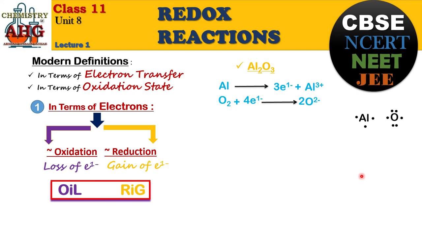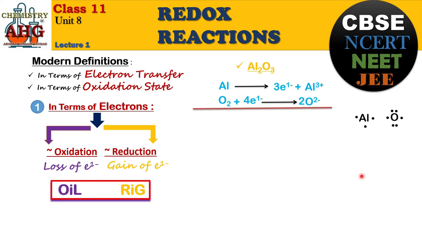Aluminum has 3 electrons and oxygen has 4 electrons. Each equation is balanced, but the first equation is oxidation, the second is reduction. And what I have told you, without oxidation, reduction is not possible. Without reduction, oxidation is not possible. So the first equation is known as the oxidation half equation. The second equation is known as the reduction half equation. If you take the sum of the oxidation and reduction half equations, what can it become? It can become a redox reaction.